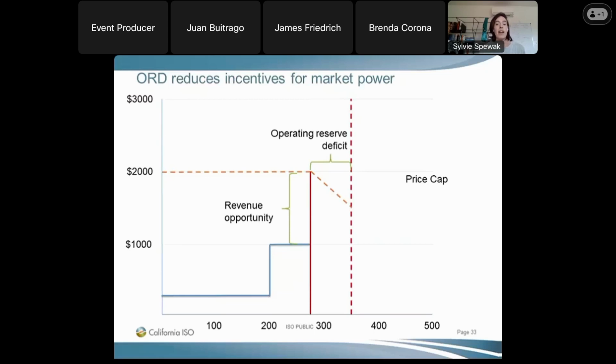So an operating reserve demand curve can help reduce the potential for market power by going down over time. So instead of a straight line, which represents an inelastic demand, it goes down, which says to resources that the incentive to withhold goes down over time, and they should put all of their resources on the market when we want them to. And that's it for my very basic level set.